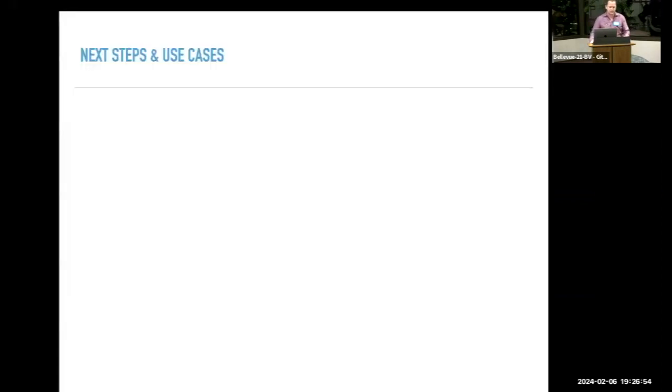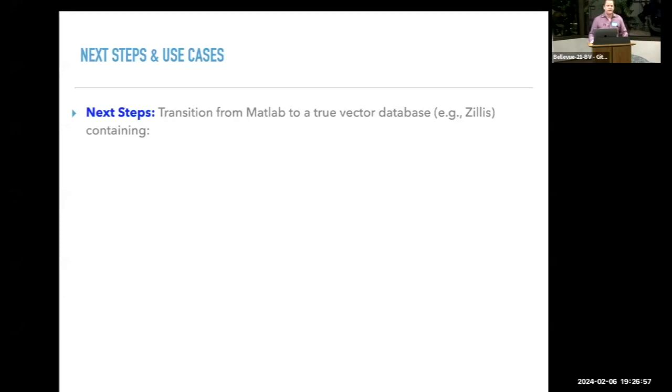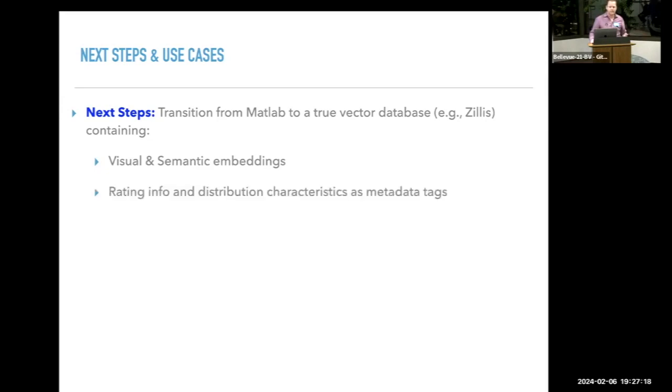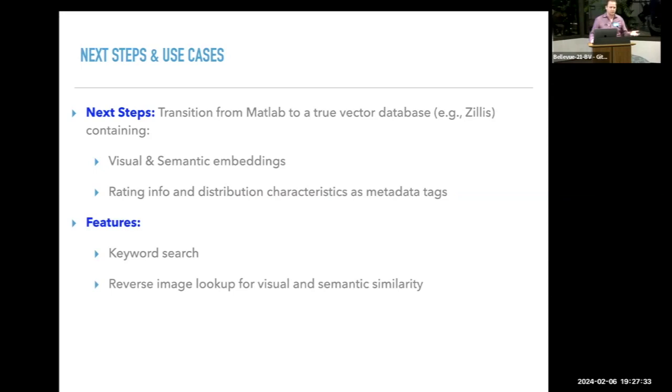As far as next steps and use cases, the end state of this ideally is going to be an open source repository for researchers to use. After we've finished collecting and collating the data, we'll be porting it over to an actual vector database, likely Zilliz or something open source like that. The database would of course include the semantic and visual embeddings information, as well as the rating information and distribution characteristics for each image as metadata tags. And ideally would facilitate keyword search as well as reverse image lookup, as well as searching by any of those dimensions that we captured, 18 classes.